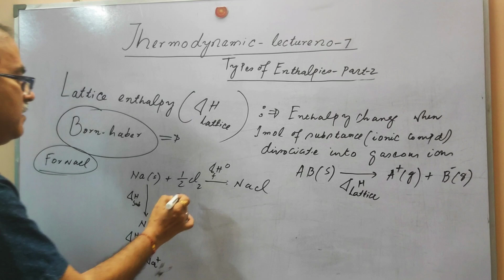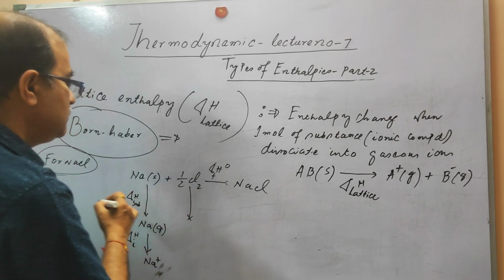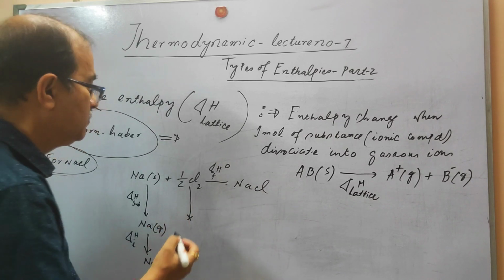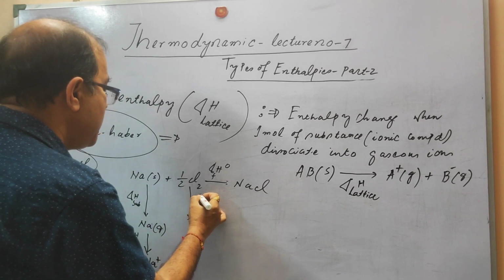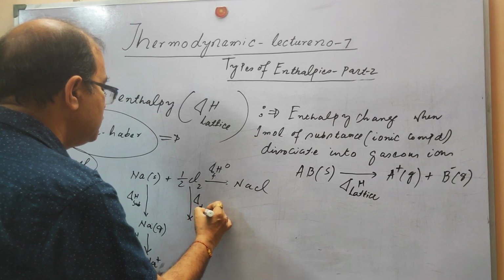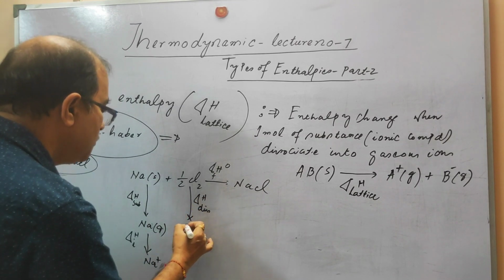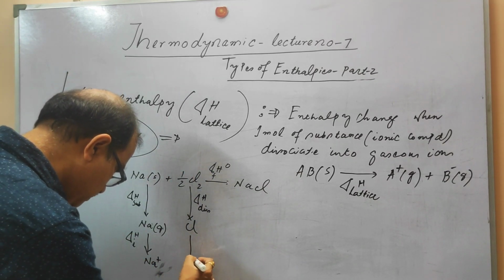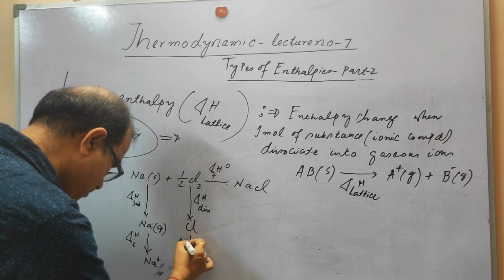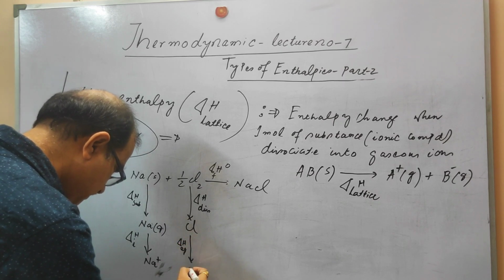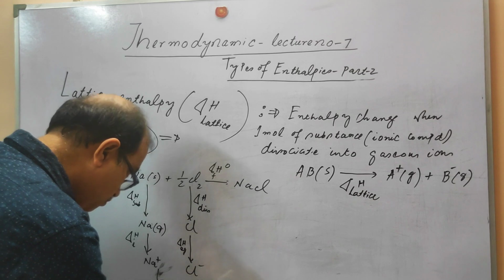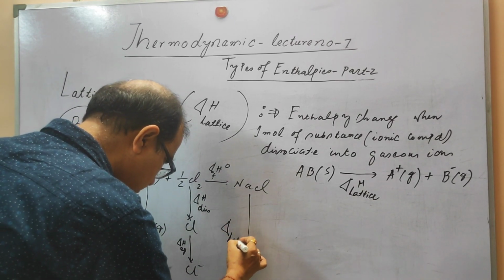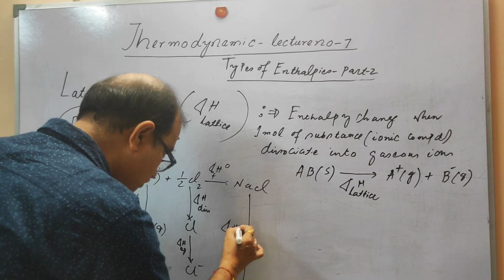Here you can also see that chlorine will dissociate. Enthalpy of dissociation will be there, which we have already discussed. It will produce chlorine atoms. And this chlorine atom will gain one electron. At that time, the electron gain enthalpy, you will find, gives Cl minus. And these two, with the help of the lattice enthalpy, will produce this solid.